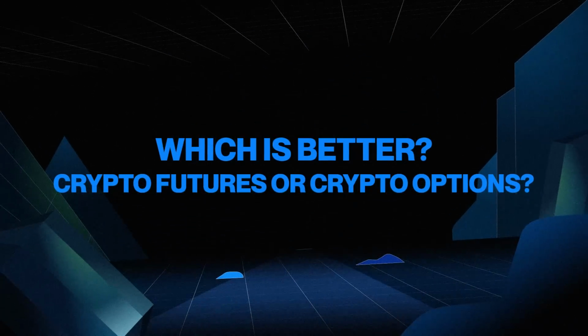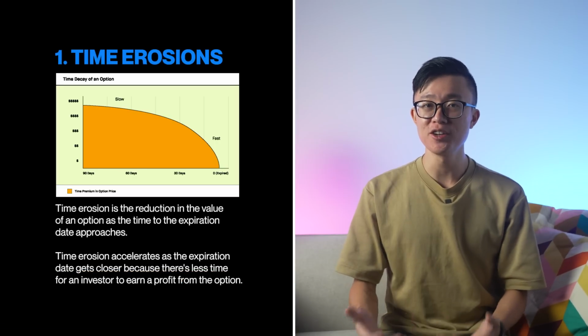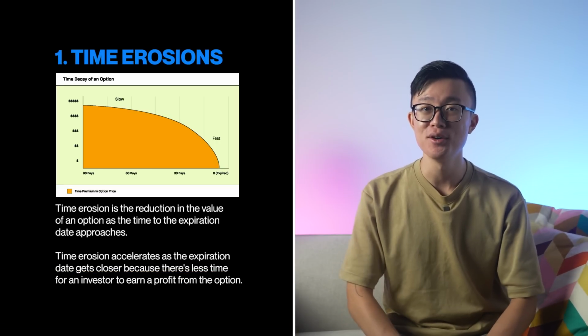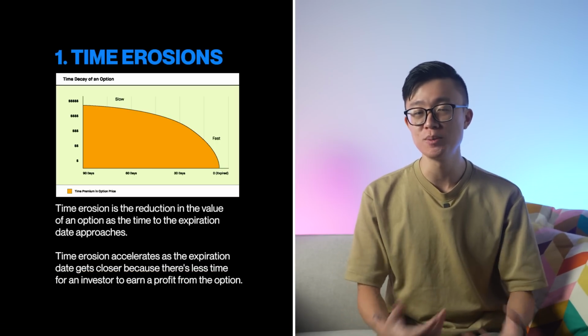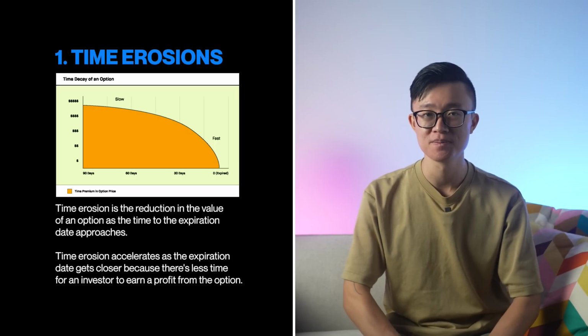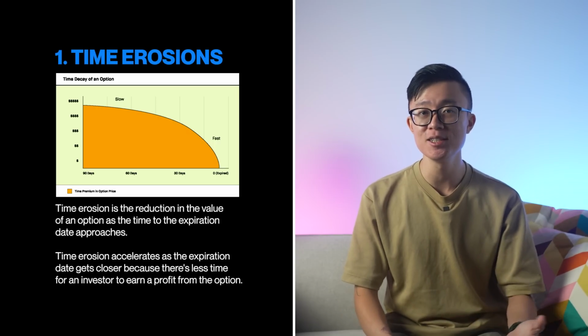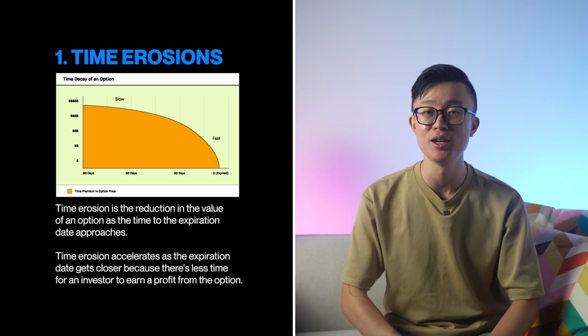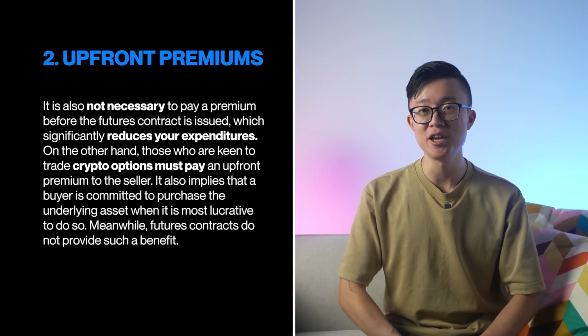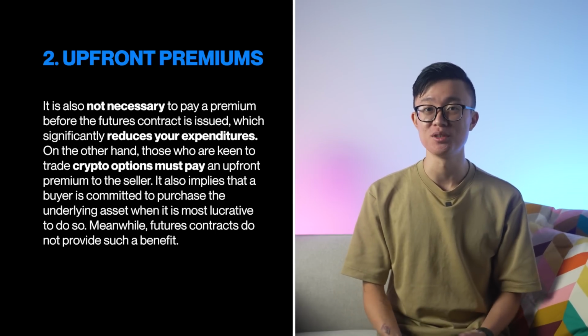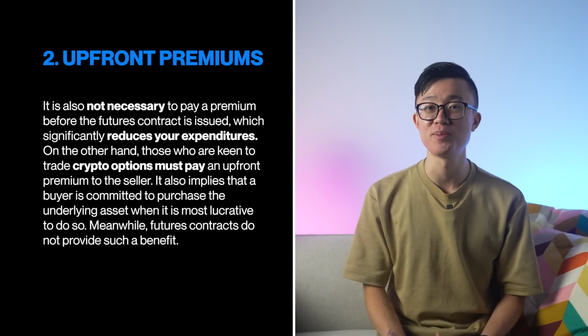So, which is better, crypto futures or crypto options? Crypto futures are performed at a fixed price and time period. Therefore, there is no time erosion, as opposed to crypto options which suffer from time erosion. With this, crypto options have the tendency to become less attractive as the expiry date approaches. It is also not necessary to pay a premium before the futures contract is issued, which significantly reduces your expenditures.